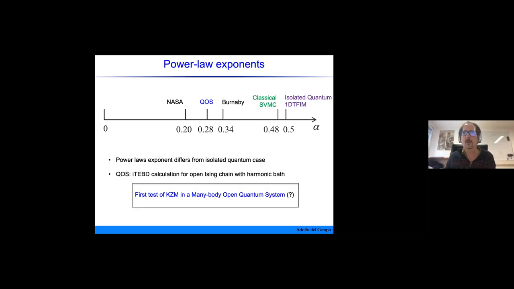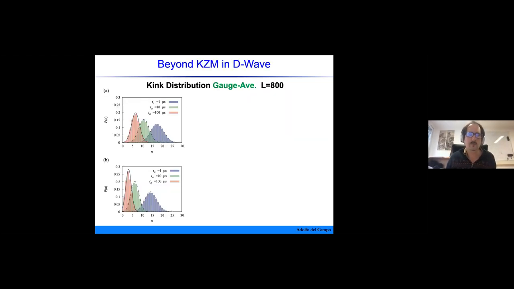So with this, essentially we see that in this sense this is the first test of Kibble-Zurek in an open quantum system. Now we can go beyond Kibble-Zurek by looking at the kink number distribution.